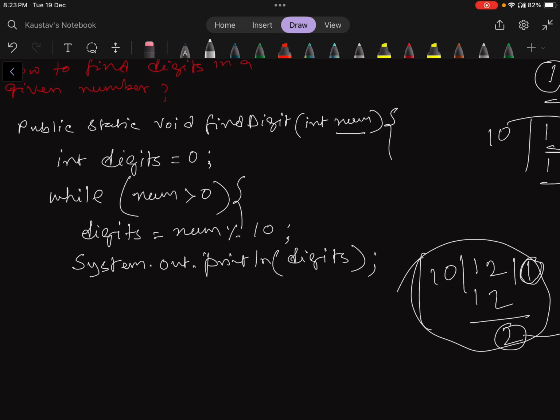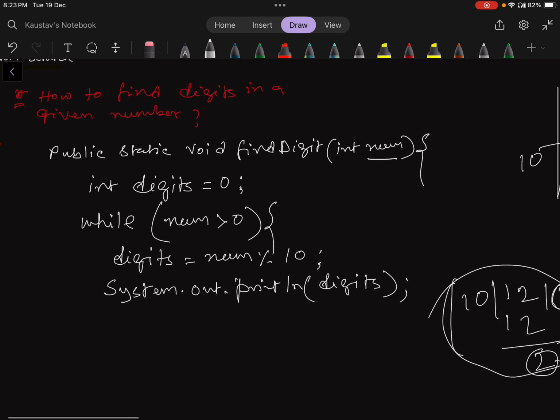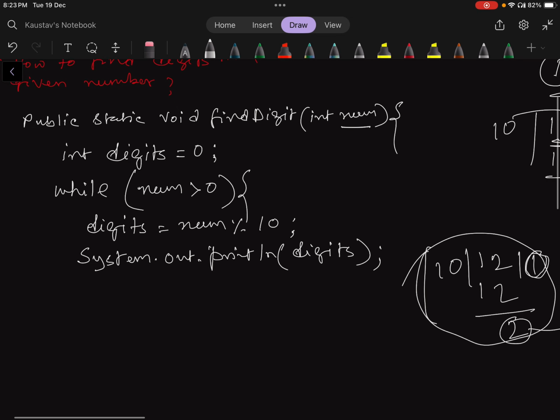We need to print the digits, because our question, what did it say? How to find digits in a given number. So, find the digits in a given number. We have already got the digits and we have printed. After that, this is very important.